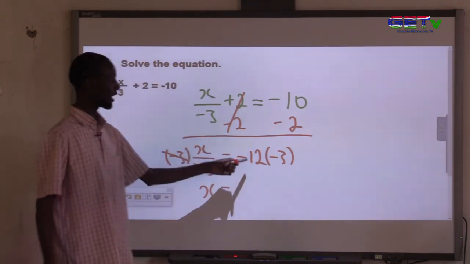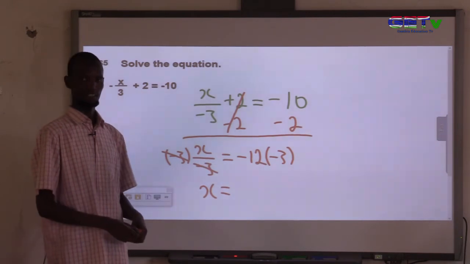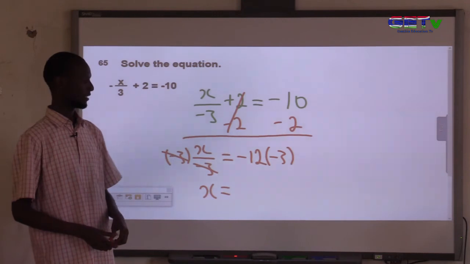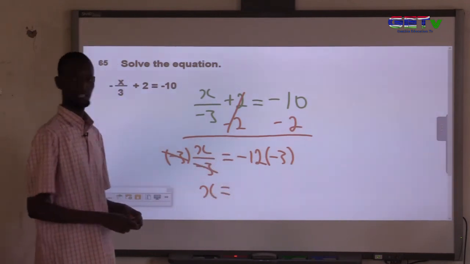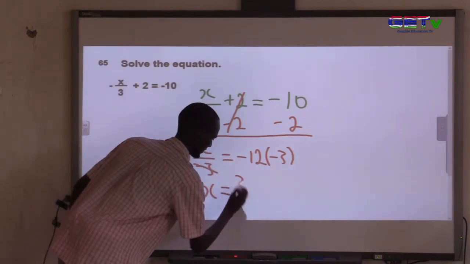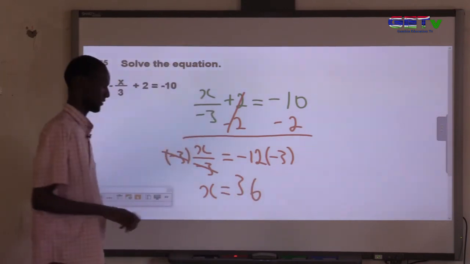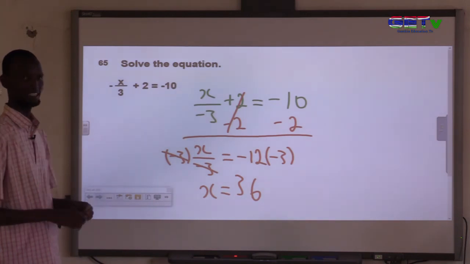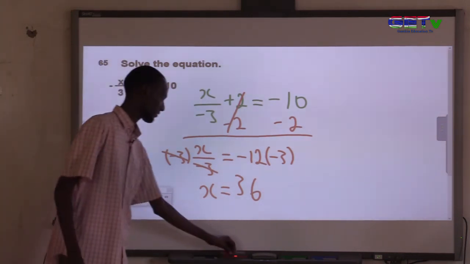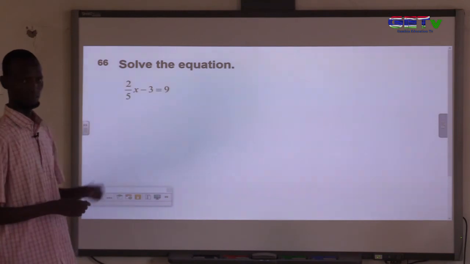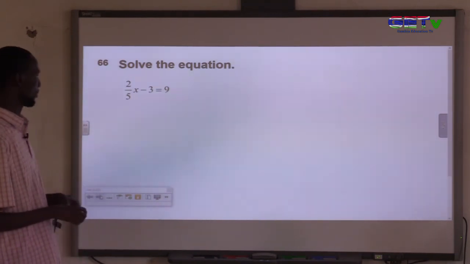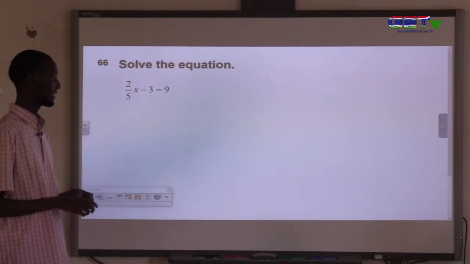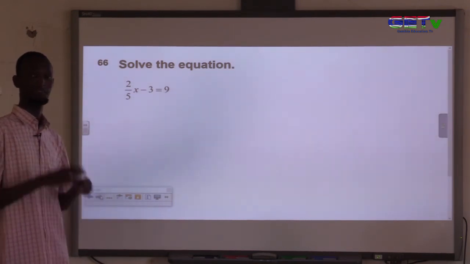Now we have negative 12 times negative 3. When you multiply a negative by a negative, they turn to positive. And then 12 times 3 will give us 36. So the solution again to this question is x equals 36. So by now, this has become really easy for you to work with. But again, walk ahead of me and then follow my steps and see if we arrive at the same answers.